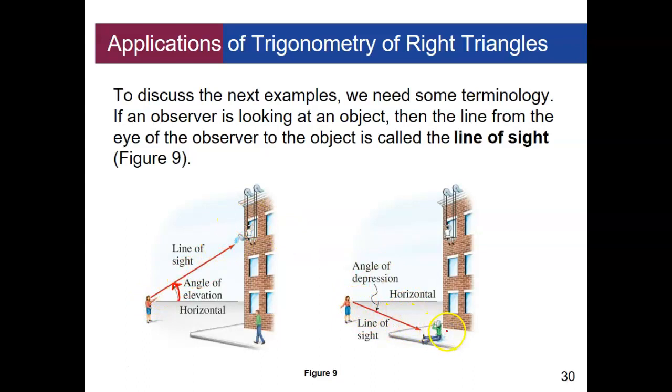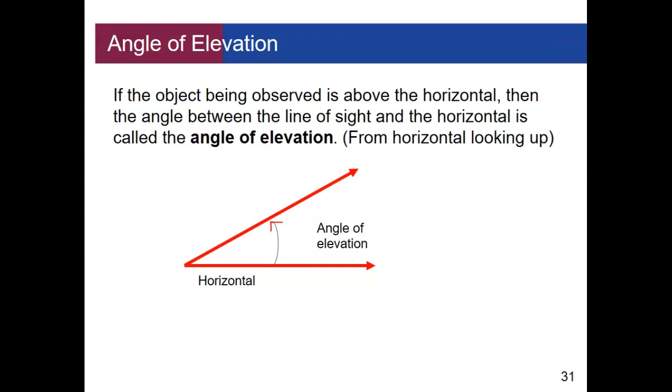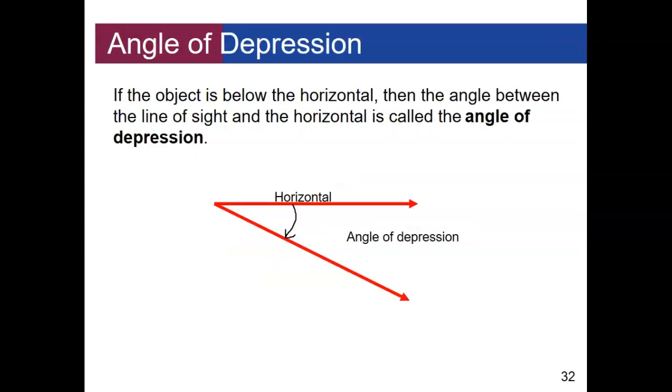Sometimes they look down though, so maybe the person's not up, maybe they're down on the ground. You've still got the horizontal going straight across, but if you look down from the horizontal, then that's called an angle of depression. If you're looking down to get your line of sight, that's angle of depression. If you're looking up to get your line of sight, then that's angle of elevation. Okay, so this is just kind of showing the same thing here.